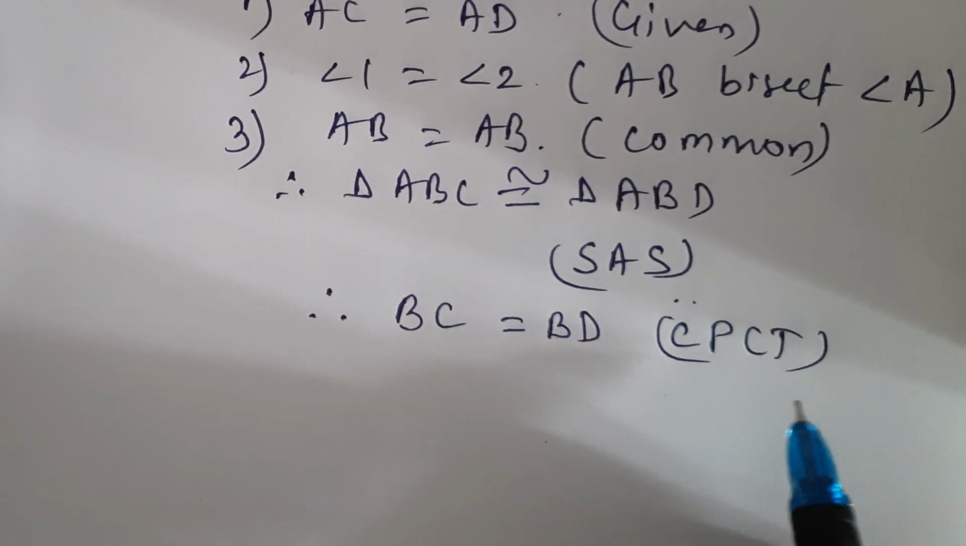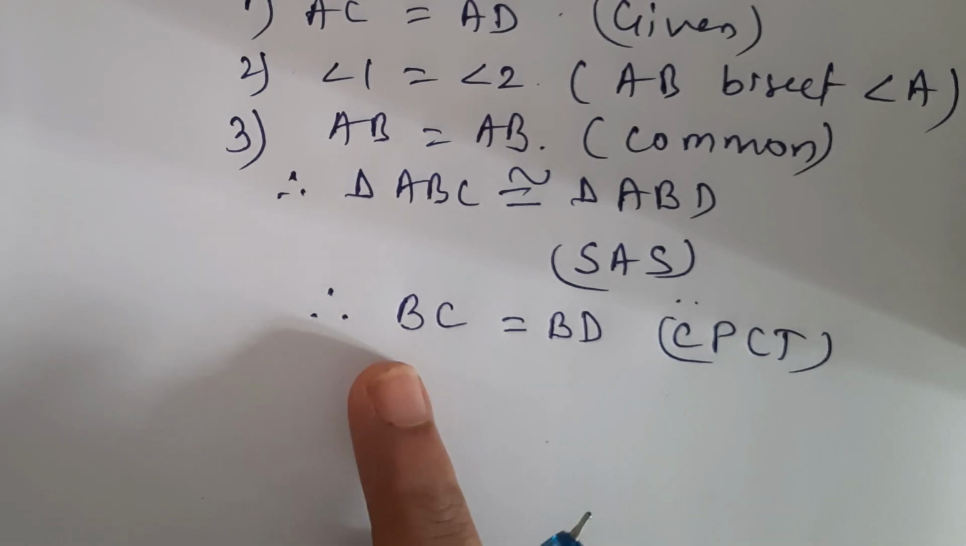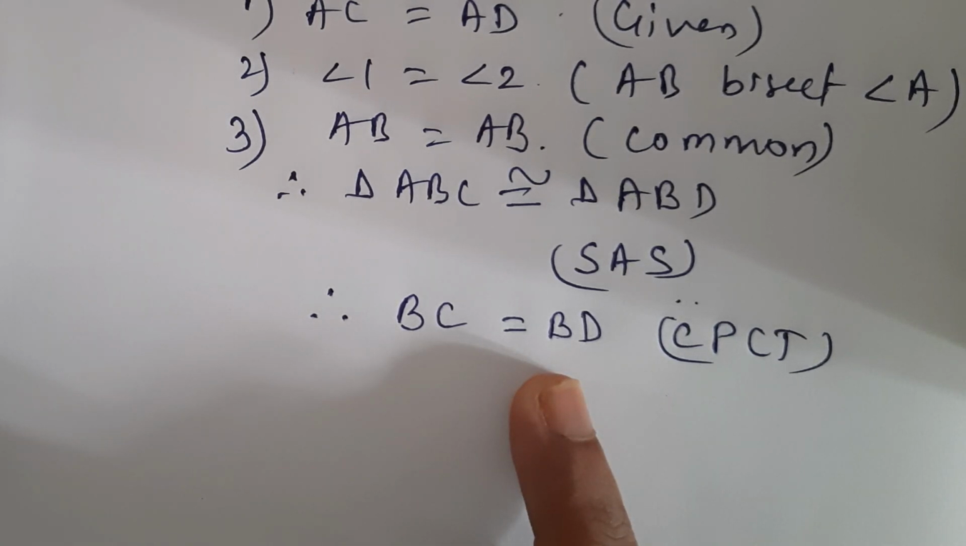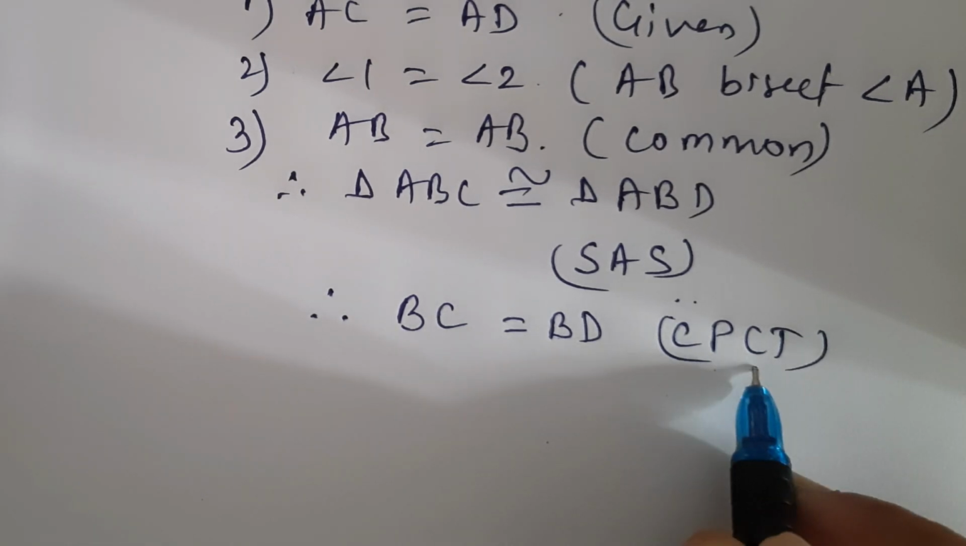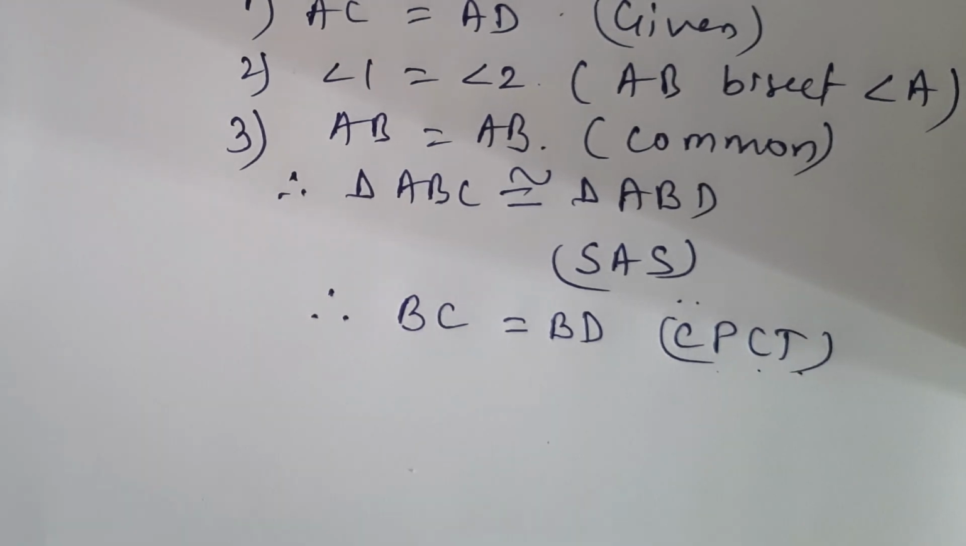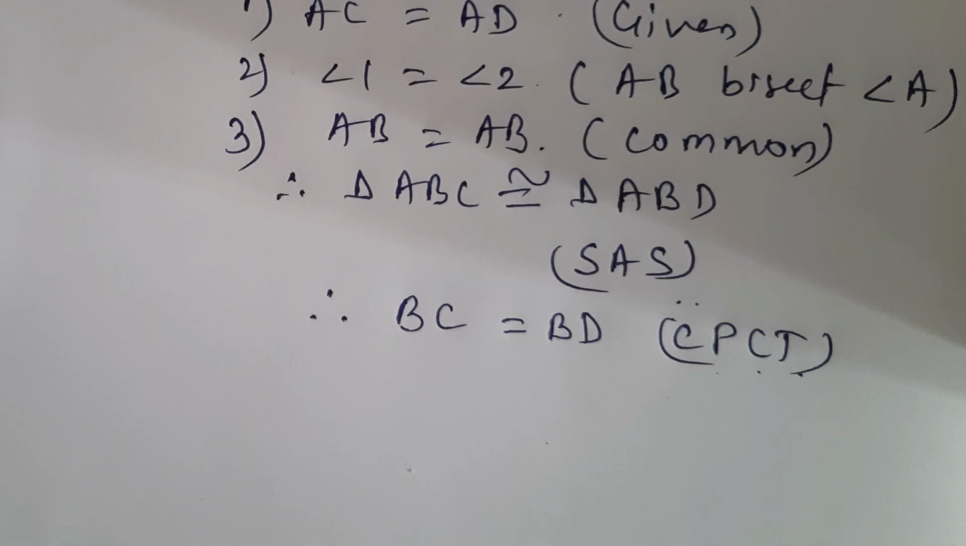So whenever we make any triangles congruent, all the corresponding parts will be equal. CPCT stands for corresponding parts of congruent triangles. So as the triangles were congruent, their corresponding parts are equal.